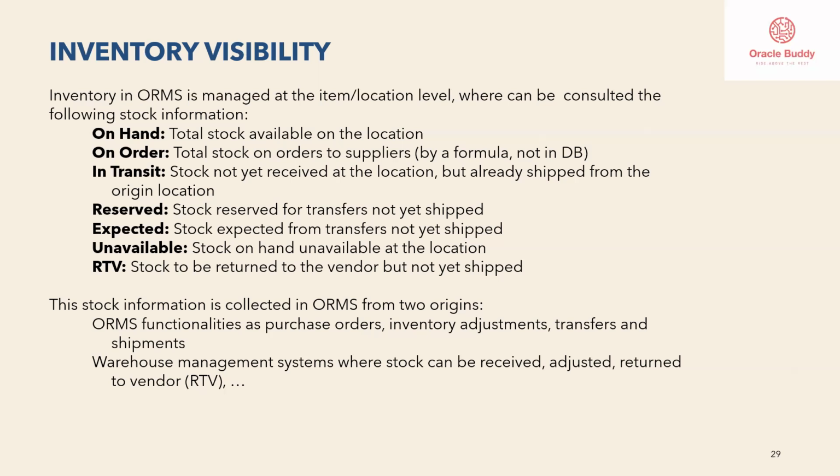So this is all on hand, on order, in transit, reserved and expected. We will see in our UI video how the stock on hand is changed while we do an inventory adjustment or a transfer. We will have a live session on how the stock on hand bucket is changed. This stock information is collected in RMS from two origins: RMS functionality such as purchase order, inventory adjustment, and transfer, and the warehouse management system, where stock can be received, suggested, and returned to vendor.